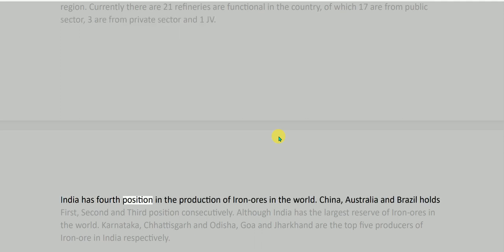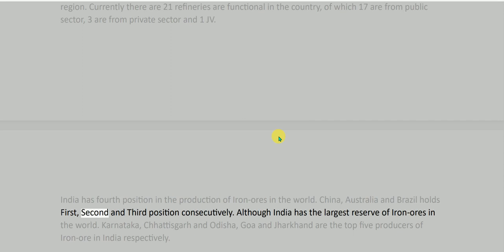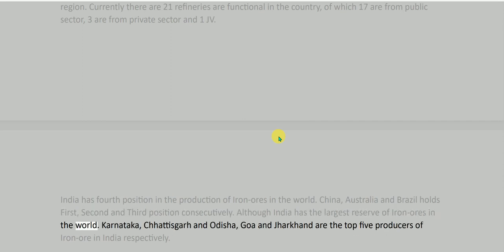India has the 4th position in the production of iron ore in the world. China, Australia and Brazil hold the 1st, 2nd and 3rd positions respectively. Although India has the largest reserve of iron ore in the world, Karnataka, Chhattisgarh, Odisha, Goa and Jharkhand are the top 5 producers of iron ore in India respectively.